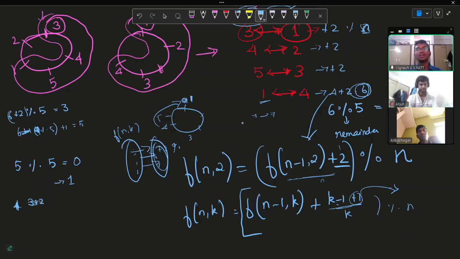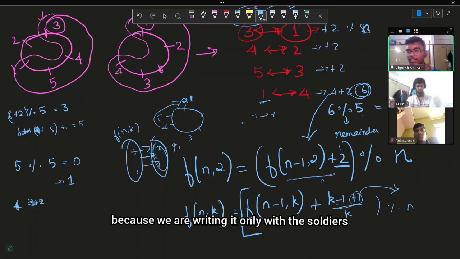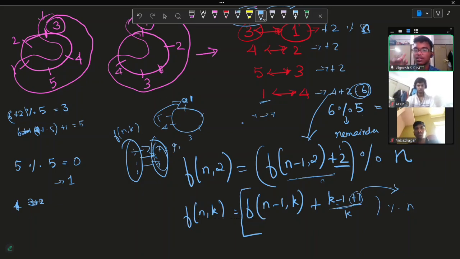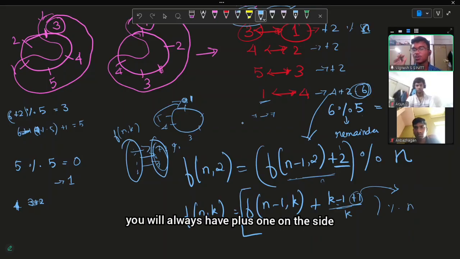Wait a minute. You can take the example like this. An example can be more generalized, rather than providing for the case where there is an addition and then you are getting a 0, because the modulo operation can provide 0 but you don't want 0 in the output, because we are writing it only with solutions like n numbers. So what you will basically do is always have plus 1 on the side when the entire thing is getting divided by 0.